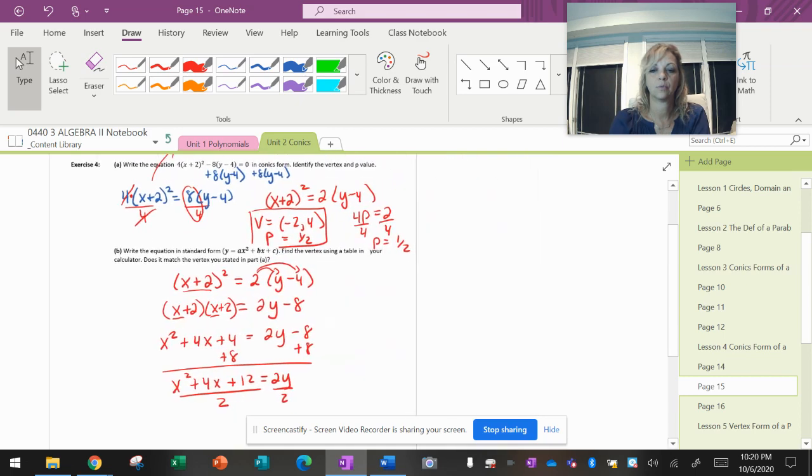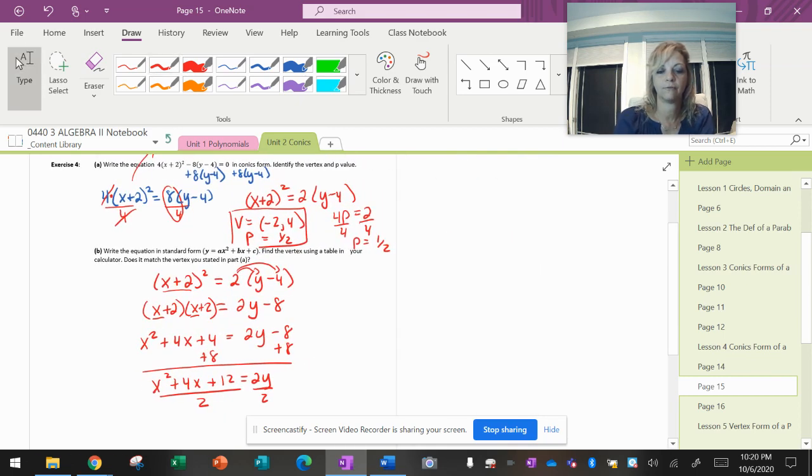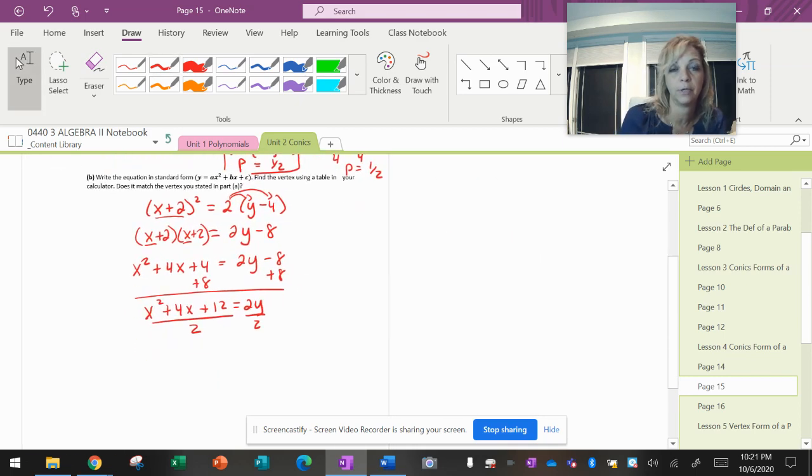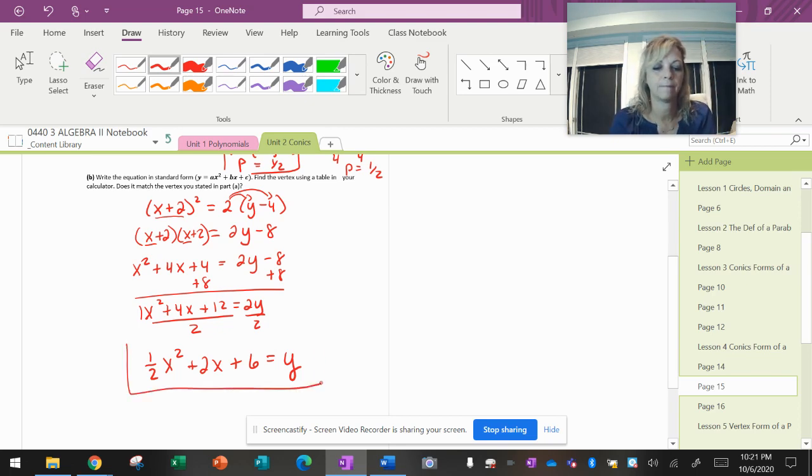And then you would divide everything, because it's not like the one up here where we divide out just the front part. You have to divide all of them because they're all distributed. So I got a 1 here. This ends up being 1/2, because 1 divided by 2 is 1/2. 4 divided by 2 is 2. 12 divided by 2 is 6. And there is my answer.